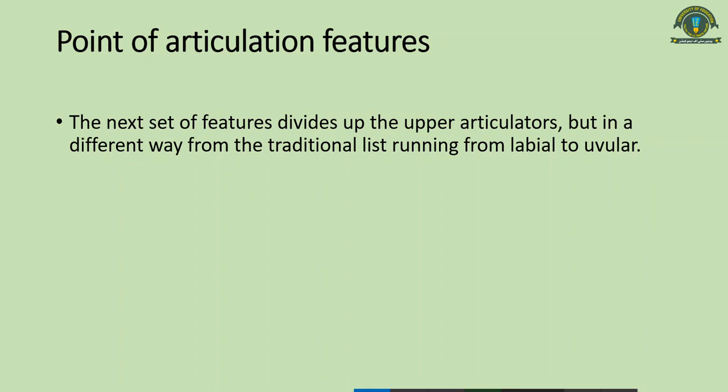Now the third feature, or third categorization of these distinctive features, is categorization according to the places or point of articulation features. This particular set of features divides up the upper articulators. Upper articulators means the articulators above the pharynx.